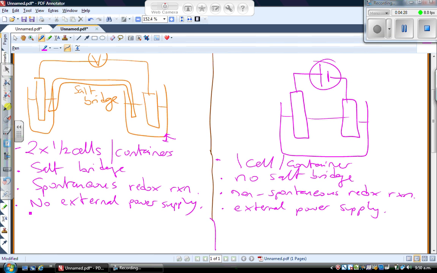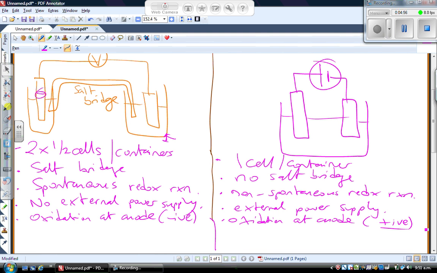Other things we can point out here is that in an electrochemical cell, oxidation occurs at the anode, and the anode in an electrochemical cell is negative. So we put that negative in now. So oxidation occurs there. Now oxidation also occurs at the anode in an electrolytic cell, but the anode in an electrolytic cell is positive. So if you just remember that the charges on the anodes and the cathodes are opposite. That's one of the main differences. So the anode here is positive.